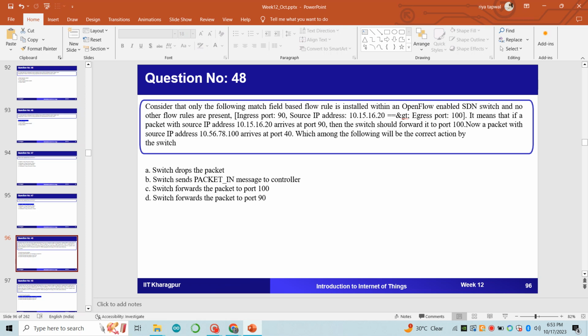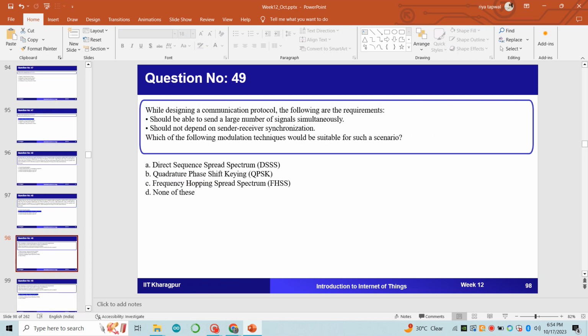Option B. Yes, option B is correct because there is no flow rule associated with this IP. So in that case, it will send a packet-in message to the controller.